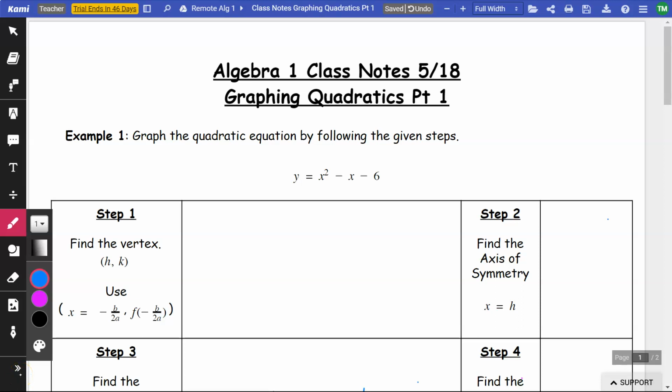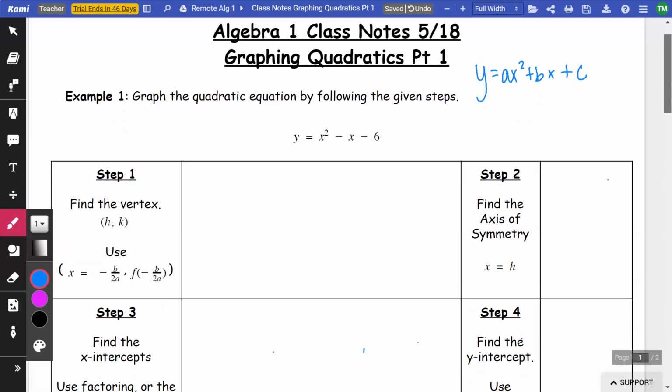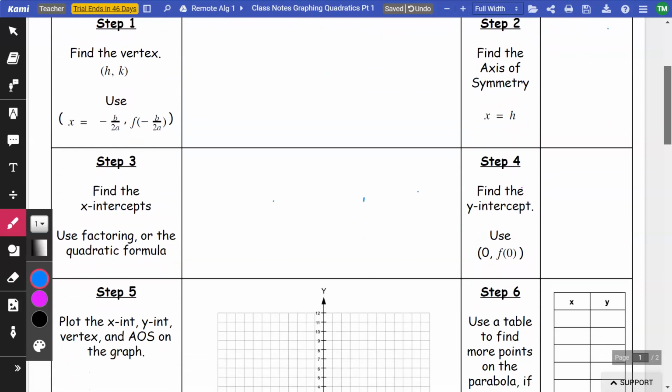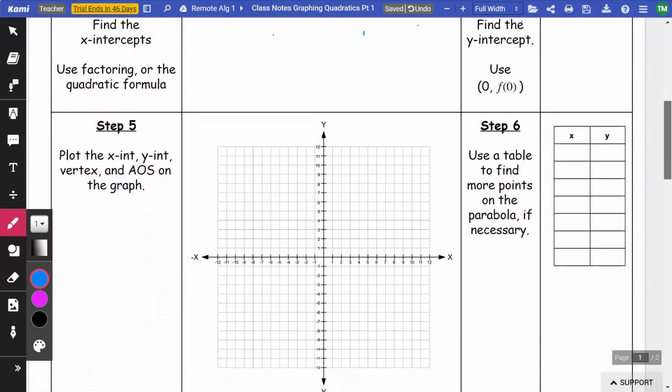Alright, so this week we are going to learn how to graph quadratic functions when the equation is written in standard form. So remember, standard form looks like y equals ax squared plus bx plus c. If an equation is in standard form, there are some steps that we're going to want to take to actually graph it. So I've written out all the steps. There are 6 steps total.